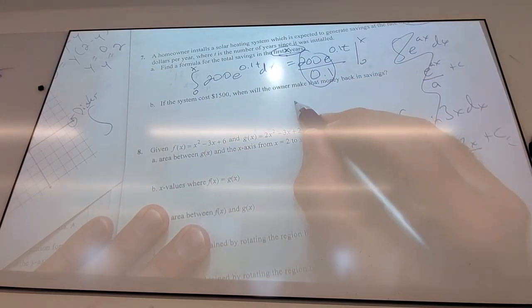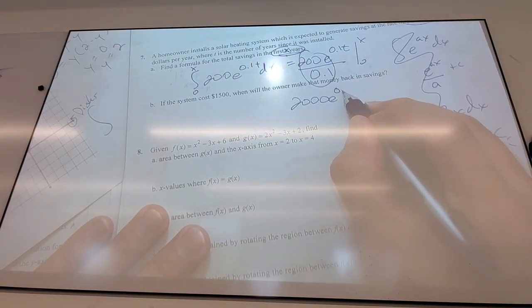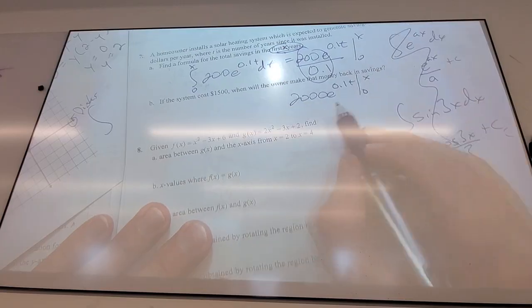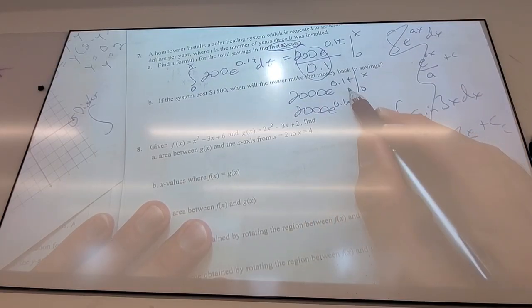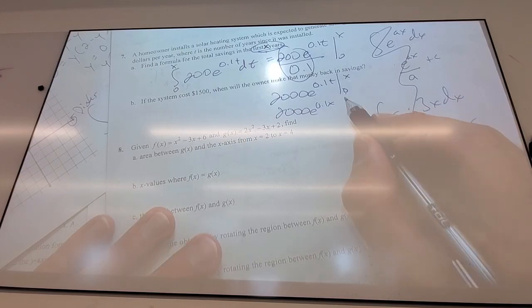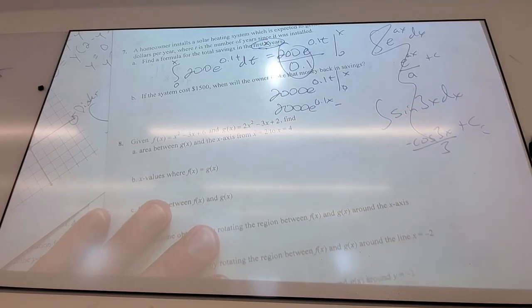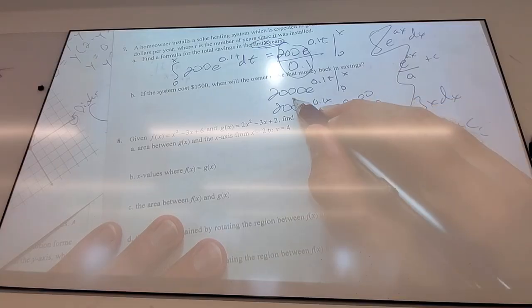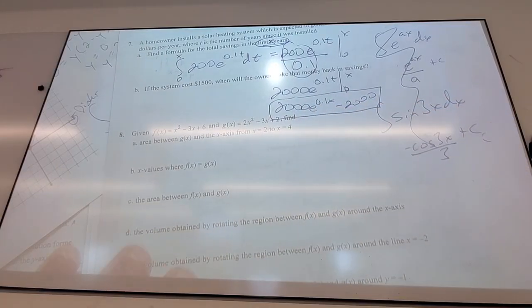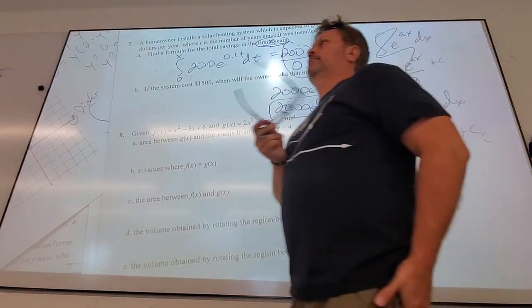So this is 2000, and now I just have to plug in an x, and I get this, yes? What do I get when I plug a 0 in? Nothing? No, wrong. What's e to the 0? 1. So this is my amount of savings after x years.